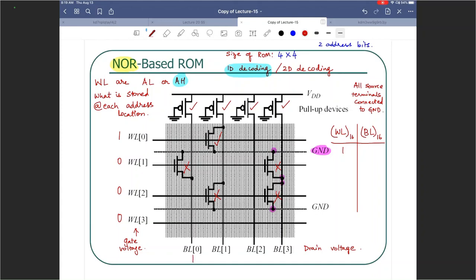How about bit line one? No connection here, but there is a connection to ground here. You can see that bit line one is pulled down to zero here, which means this is going to be zero. It's going to be the same potential at zero now because of that transistor being on. Next, bit line two, no transistor present. It is pulled up to high because of the default PMOS transistors being active. Next, bit line three, nothing there. It's already also high.